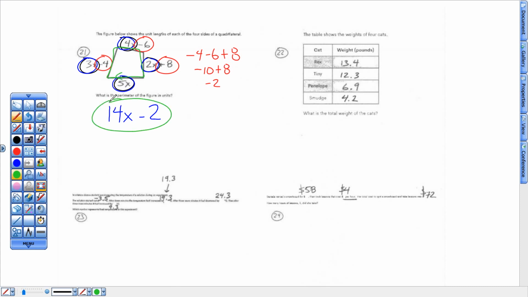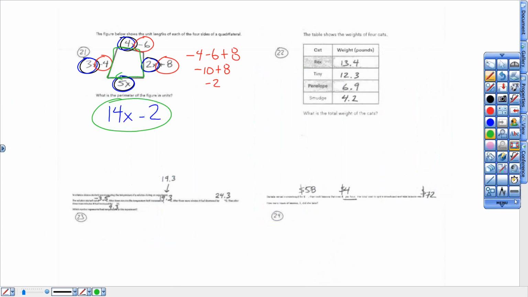All right, next problem here. This one just has you use your calculator to clearly total those, add those, be precise. 13.4 plus 12.3 plus 6.9 plus 4.2 gives me a total of 36.8. Don't miss those. Be precise.